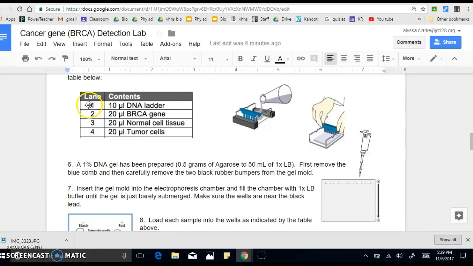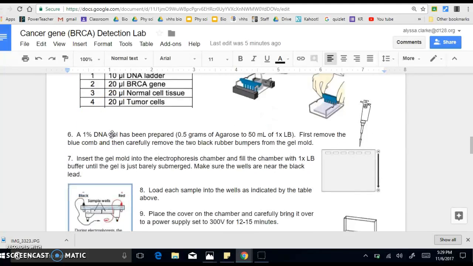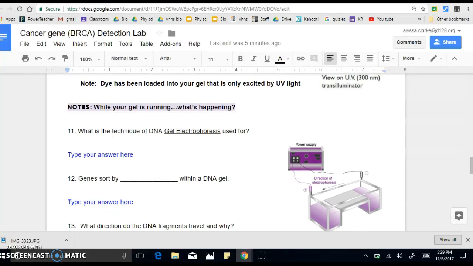So yesterday, you guys ran all 4 of these lanes. Lane 1, you had the DNA ladder. Lane 2, you had the BRCA gene. Lane 3 was tissue from a normal cell, and lane 4 was tissue from a tumor cell. I know in this particular class period, we had a hard time when we ran our gels. A lot of you punctured through or didn't get very good, steady data, which is fine.